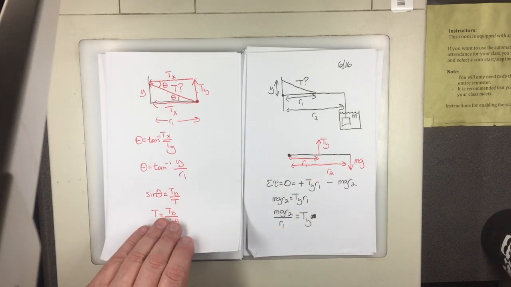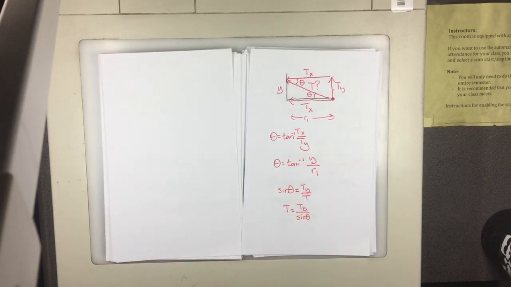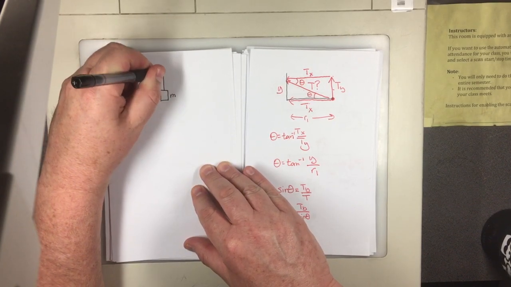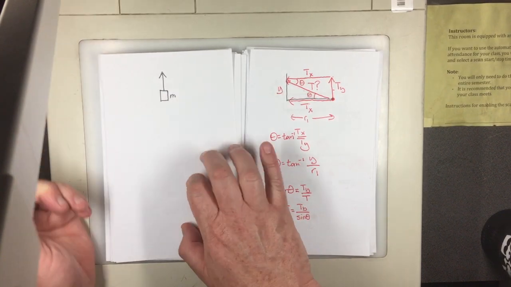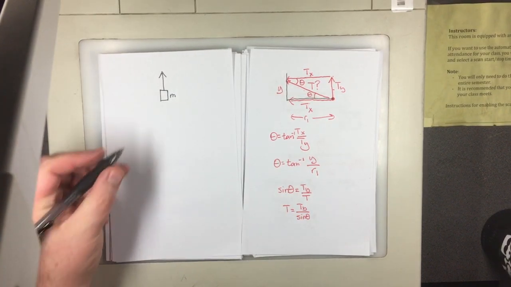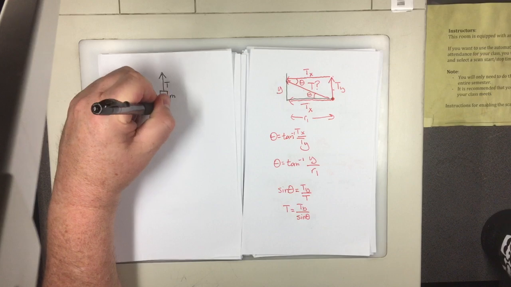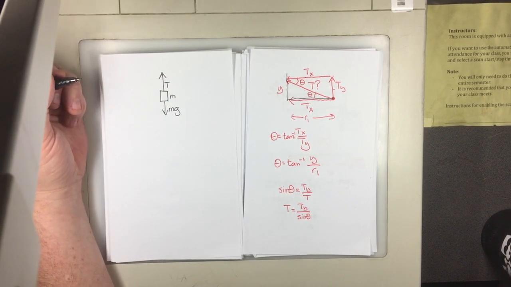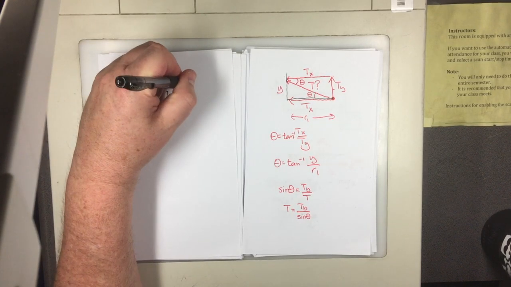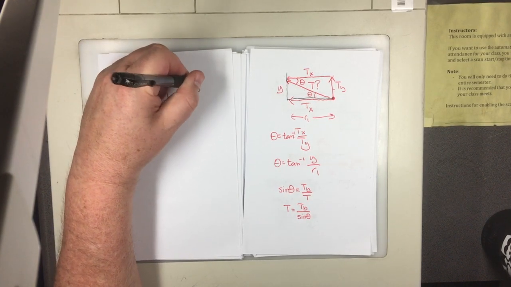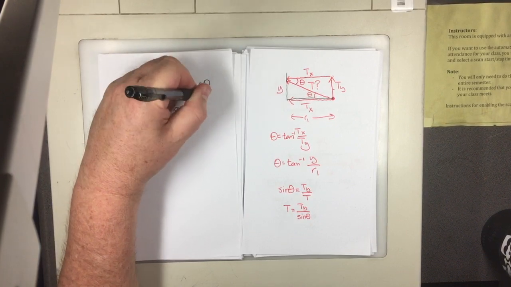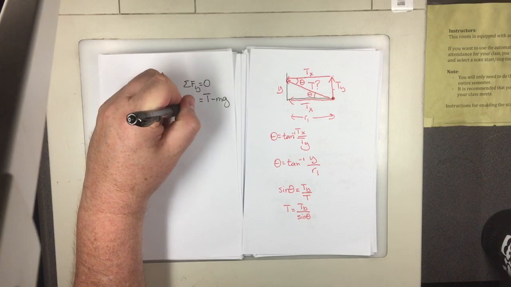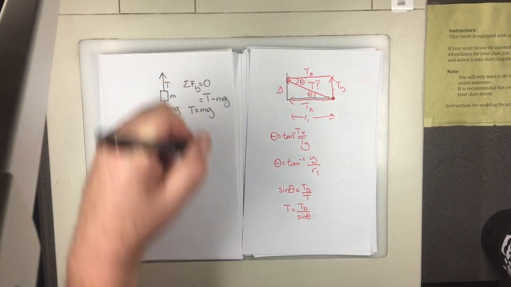If you had a mass hanging from a string and I said it's in the air, what's the tension? You go, well, that's easy. I've got tension up, I've got mg down. I know that the object is not moving, so it is in translational equilibrium. So T minus mg is equal to zero, and tension is equal to mg.